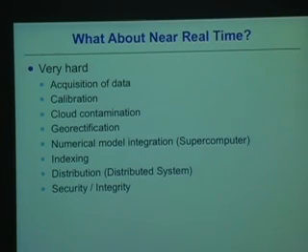Finally, we have cloud contamination. If you're looking at the surface of the Earth in the visible, you may have clouds. So even though you get good data and you're able to calibrate, then you look at it and it's useless for you. So you need to wait for the next satellite pass.